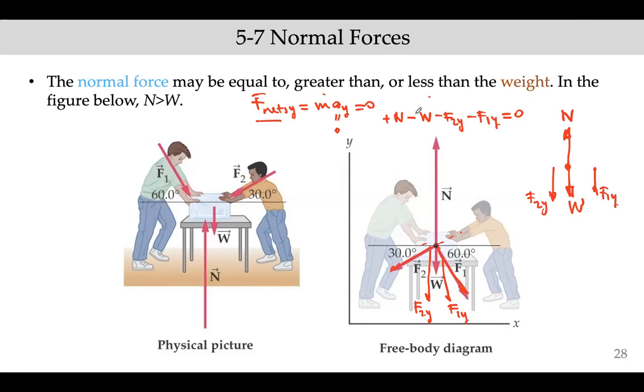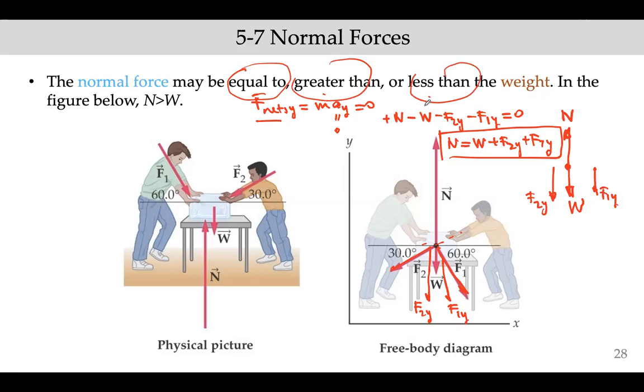Now from here, pull all the forces except normal force to the other side. So normal force becomes weight plus F2y plus F1y. So if you look at here now, you can see that the normal force is actually greater than the weight. So the lesson is normal force may be equal to, greater than, or less than the weight. So it just depends on the problem. But in principle, you have to keep this in mind.